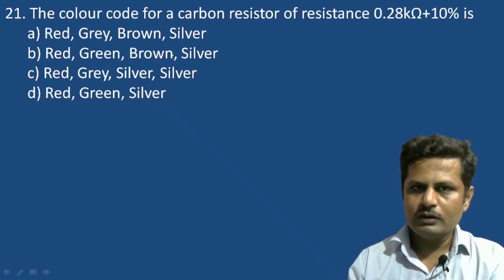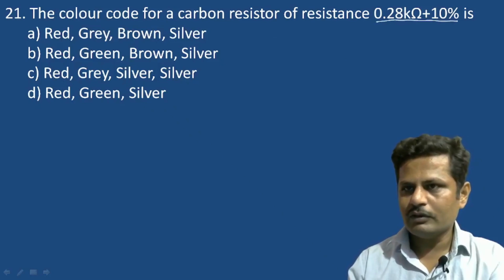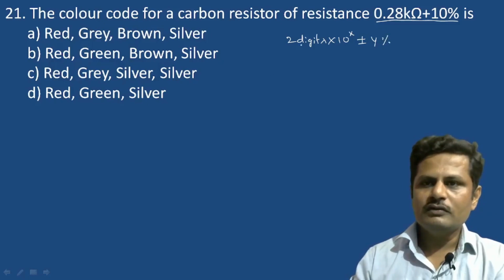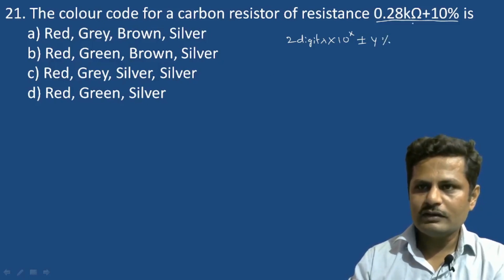Before going to find out the color code, you must convert the given value into standard form. What is the standard form? The standard form is 2 digits times the decimal multiplier, plus or minus the tolerance. That should be in percentage. Now this is the standard form. Now let me write this in this form.